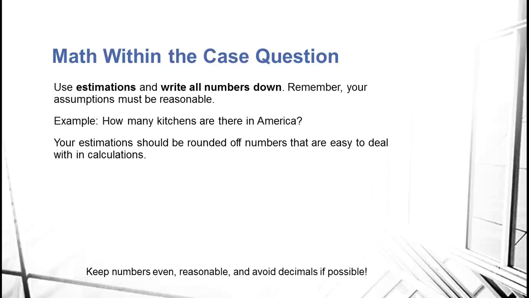I think this is the case because there are this many people, and traditionally, this many people live in one household. You need to be able to understand why you came to an estimation. Don't just throw a number out. There has to be logic to support it. Write all of the estimations you've made down. And remember, your assumptions must be reasonable.